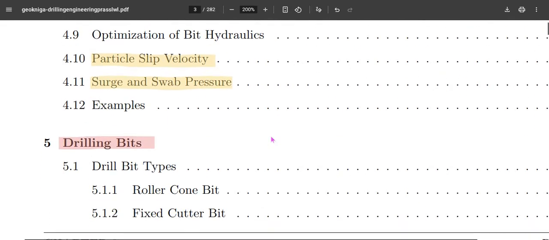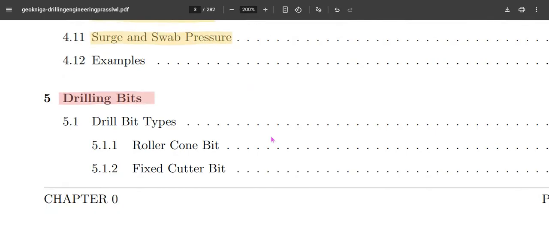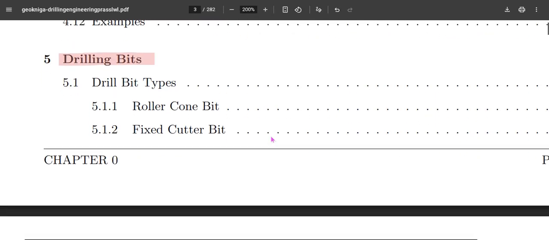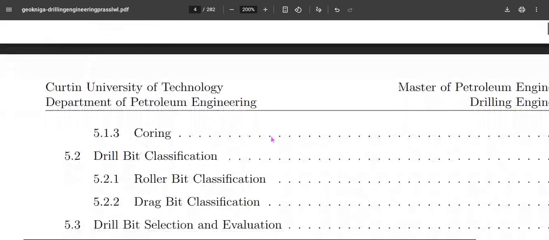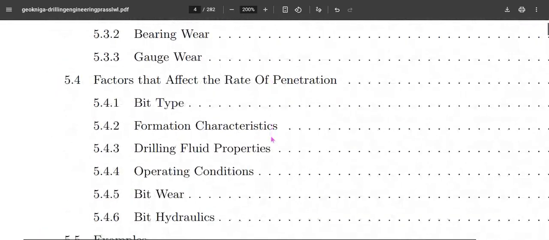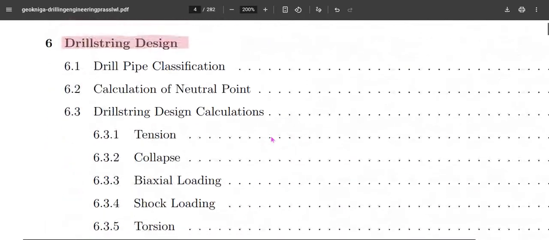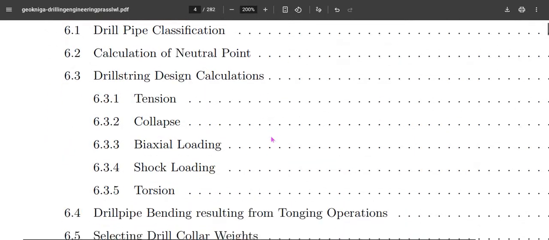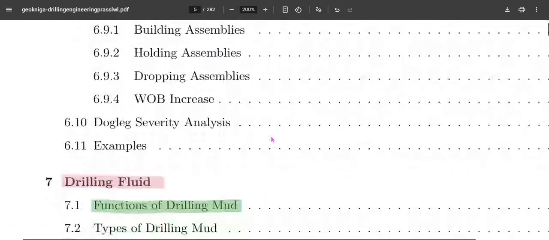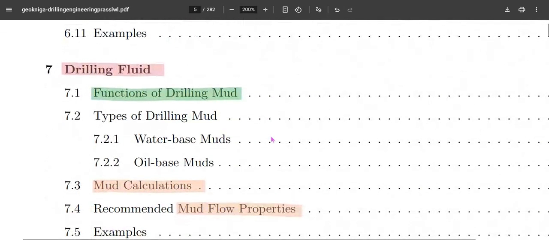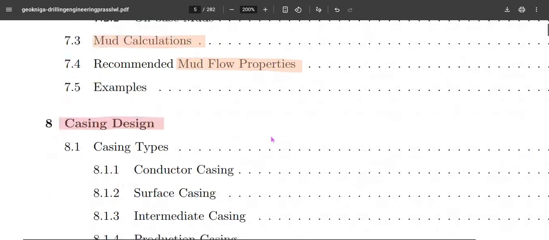And chapter 5 is about drill bits. We'll not go that in depth as with drilling fluid hydraulics, but only types of drill bits, drill bit calculations, and drill string designs. Chapter 6 is about drill string design, and chapter 7 is about drilling fluid. So what are the types of drilling fluid? Water based mud, oil based mud, drilling mud calculations, mud flow properties.